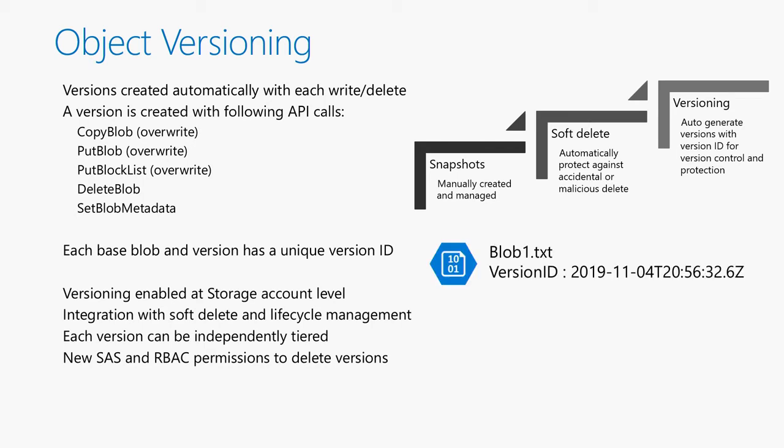So I upload blob 1. It has a version identifier, which is the timestamp at which it was created. I upload blob 1 again. I have another version ID. So both these blob1.txt can exist in the same container on the same storage account and both be accessed independently using the version identifier.